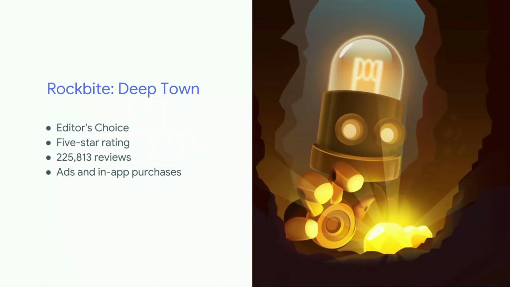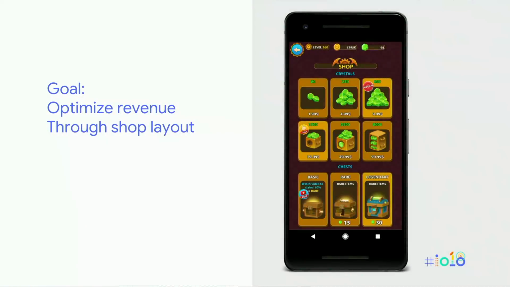So Rockbite makes the hit game Deep Town, which I'm sure all of you have heard of already. And in this game, you mine for metals and gems using robots with a variety of skills and abilities. And as you might expect from a strategy game, it has a deep skill tree and a robust in-game economy, which includes both items that you can purchase with real money and items that you can earn over time. Now, Rockbite wanted to optimize their app for revenue, like we all do. And this is a study of what they did and how it all worked out.